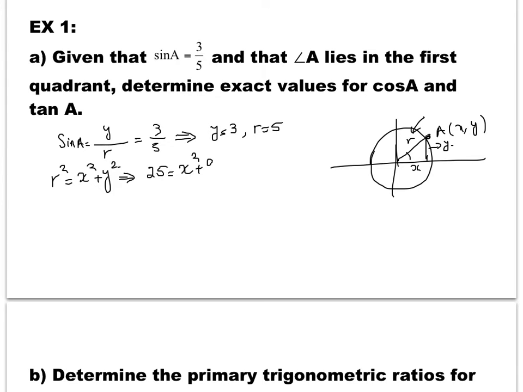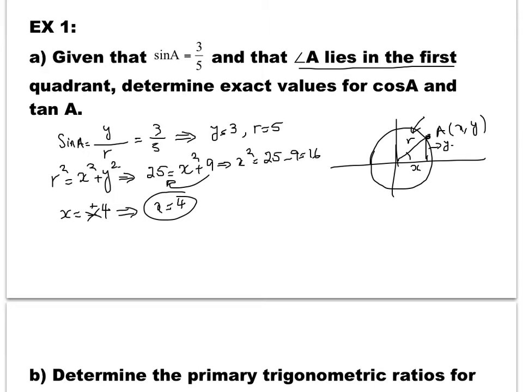3 squared is 9. If I move this to the left, I get x squared is 25 minus 9, which is 16. So x is plus or minus 4. But since we know that angle A lies in the first quadrant, this means that x has to be positive. So negative is not acceptable, so we say that x is 4.